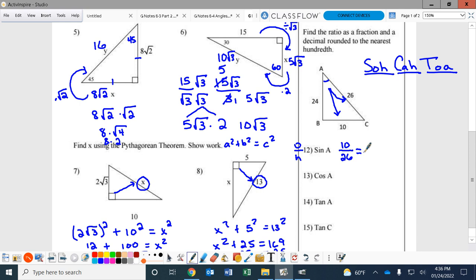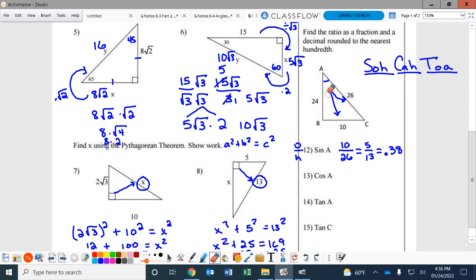Okay, now 10 over 26 will reduce using your calculator to 5 over 13. And then if you use the little second and the arrow button, that'll turn it into a decimal, and you'll round it to 2 decimal places, and it'll make it 0.38.